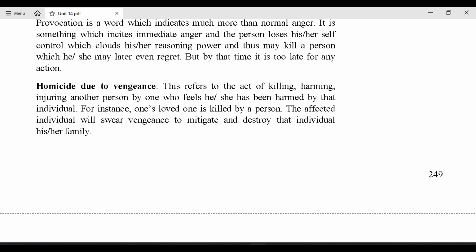Homicide due to vengeance. This refers to the act of killing, harming, or injuring another person by one who feels he/she has been harmed by that individual. For instance, one's loved one is killed by a person. The affected individual will swear vengeance to mitigate and destroy that individual and his/her family.